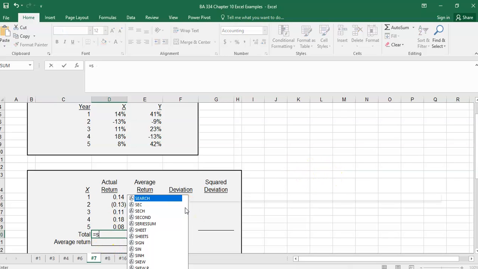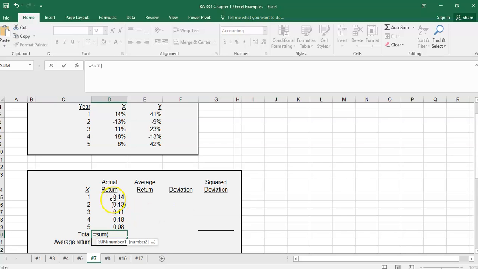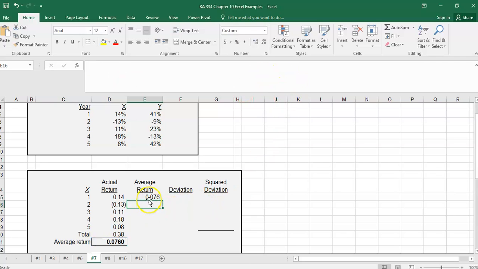So we're going to add all those together, so sum all of our returns so that we can get the average. Our average return is our total divided by the number of periods we have, which is 5. Our average return, so it comes from here. We're going to lock that cell because it's the same all the way down. And then our deviation is the actual return minus the average return.